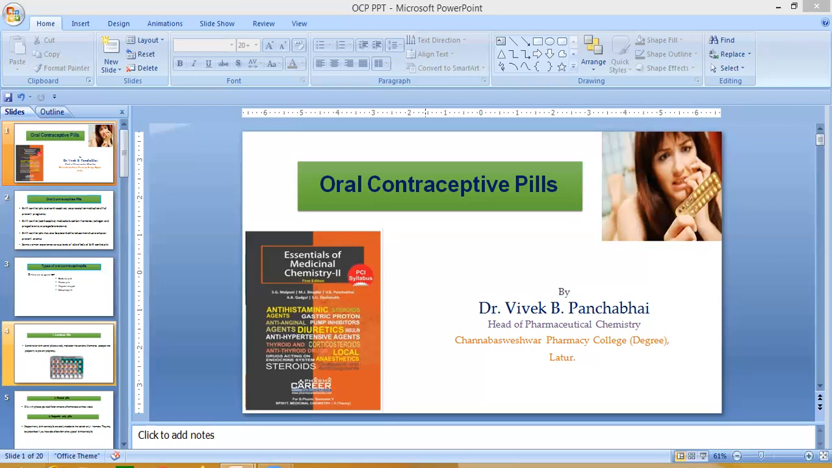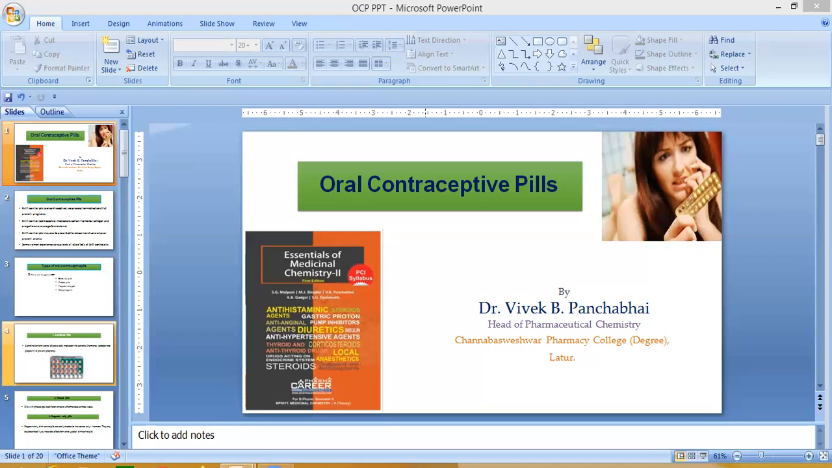Emergency contraceptive pills are again of two types. One contains an increased dose of the combined oral contraceptive pills. And the second type is a high dose of progesterone only oral contraceptive pills. These are the two types of emergency contraceptive pills, clearly indicating a higher dose to prevent unwanted pregnancy.